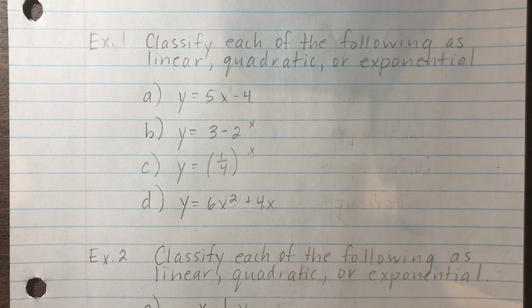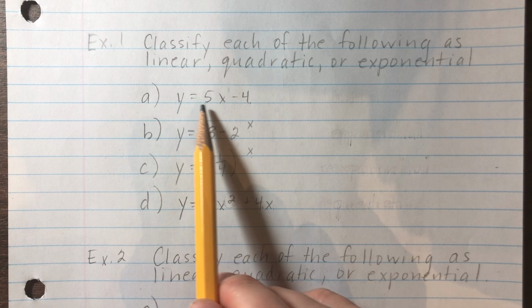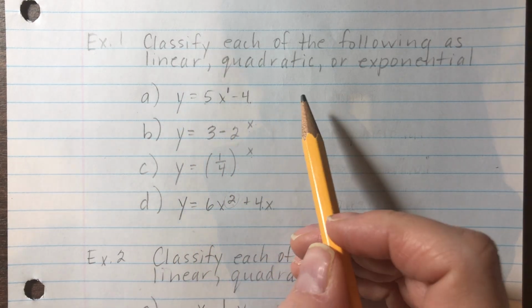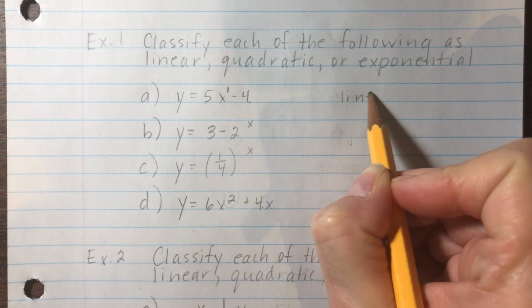In the first example, it says classify each of the following as linear, quadratic, or exponential. So looking at part A, we have y equals 5x minus 4. The highest exponent is actually 1 in here. It's implied. It's the exponent on the x. So since the highest exponent is 1, this is linear.